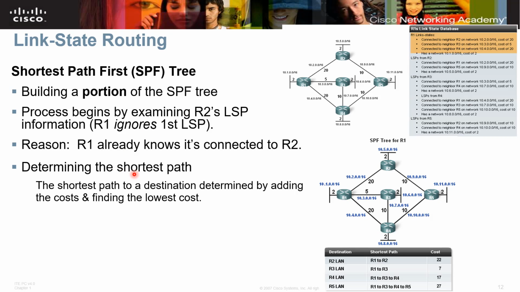Then, from this database, we determine the shortest path to each destination by adding the cost of each link and finding the lowest cost, because I need to find the path from this router to the final destinations. So I accumulate all the costs and select the lowest one. For example, to reach R4 from R1, I go R1, R3, then R4. I add the costs 5, 10, and 2 and select the lowest cost. This is the shortest path first tree, and how to construct a routing table.